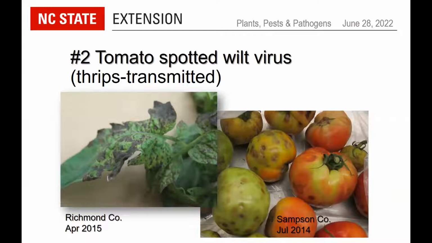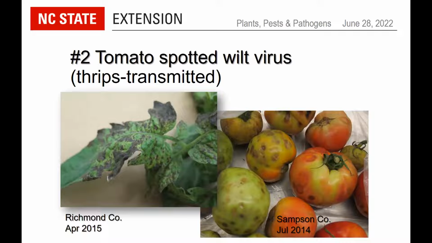With that, let's take a quick look here. Number 2, tomato spotted wilt virus. Both of these pictures are from here in the clinic. The leaf picture from April of 2015, Richmond County. And the fruit picture was in July of the previous year, a Sampson County sample.